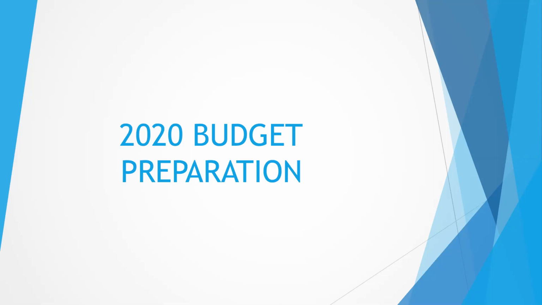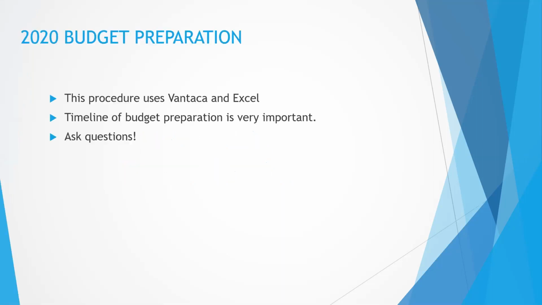I have Jessica Henry with me today too, so we'll more or less tag team when she has something to add. But let's talk about some 2020 budget preparation process changes that we wanted to bring to your attention. The procedure uses Vantica as well as Excel. As BD just explained, you're going to create your budgets in Vantica, but then export it into Excel to submit it, and we'll go through that. We're also going to talk for a few minutes about the time frame of budget preparation, because that is so important. And as BD mentioned, we do want to provide opportunities for you to ask questions as well.